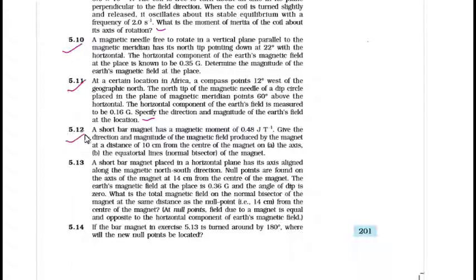5.12. A short bar magnet has a magnetic moment of 0.48 joule per tesla. Give the direction and magnitude of the magnetic field produced by the magnet at a distance of 10 cm from the center of the magnet on A, the axis, B, the equatorial line, normal bisector of the magnet. Let us see the solution.